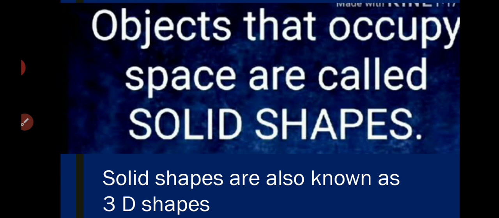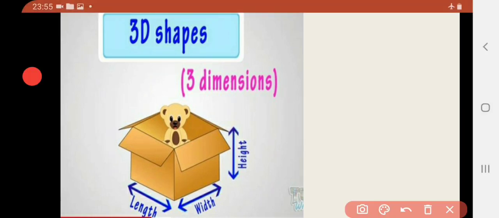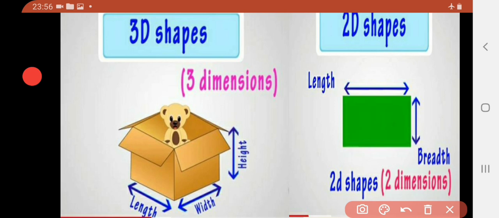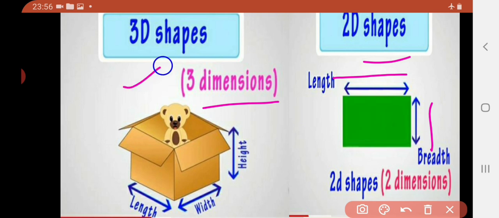Why are these shapes called 3D? Let us understand. 3D shapes have 3 dimensions: length, breadth, and height. That's why these shapes are called 3D. As we have learnt, in 2D shapes, there are 2 dimensions, that is length and breadth. That's why these shapes are called 2D. And in 3D, there are 3 dimensions. That's why these shapes are called 3D.